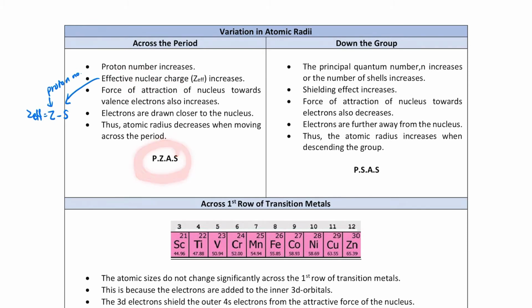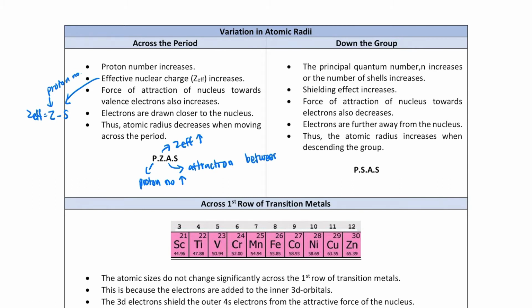Okay, ataupun P ZAR dekat sini. Okay, ini cara nak ingat lah. So what is P? P tadi adalah proton number. Okay, so proton number increase, ZEF, effective nuclear charge increase. So bila effective nuclear charge increase, that means the attraction. Okay, don't just write attraction, you have to write in full.